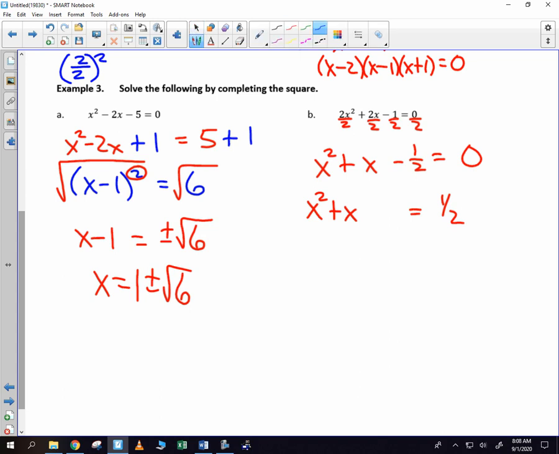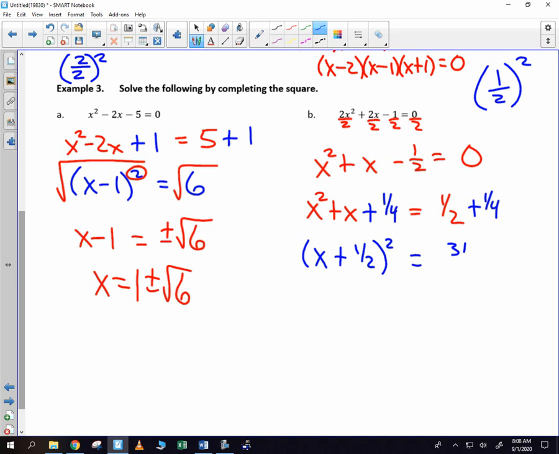So now I look at the number in front of x, it's 1. I divide it by 2, and then I square it. And that tells me what I do to complete the square. I add 1/4. If I add 1/4 to that side, I should add 1/4 to this side. This is a perfect square. x plus 1/2 quantity squared is equal to 1/2 plus 1/4, which is 3/4.